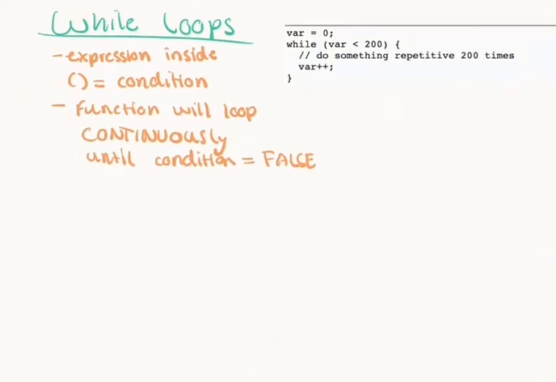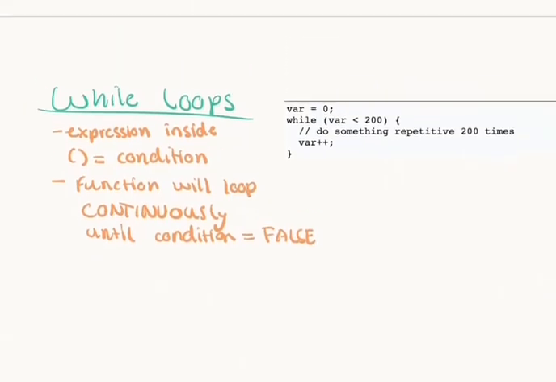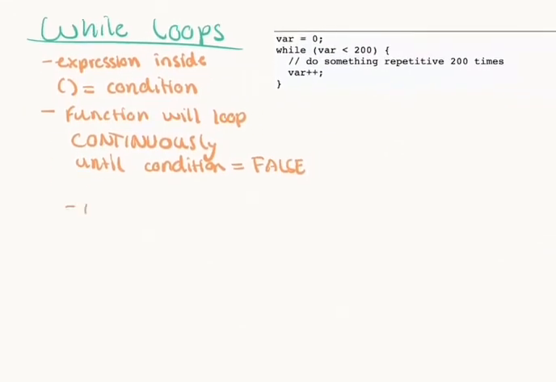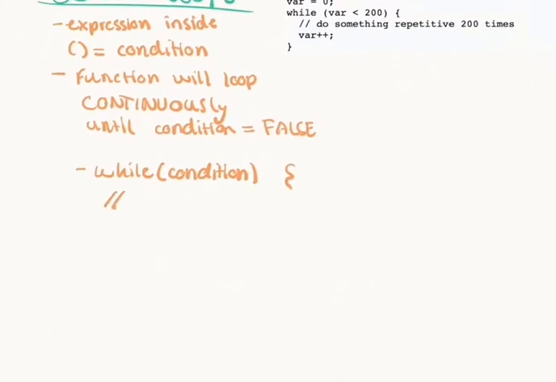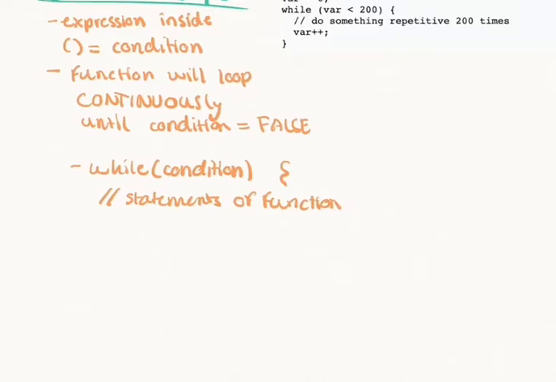But to do that first, we need to go over the syntax. So the syntax for a while loop is as follows. While, condition inside parentheses, curly bracket here, and then your function will fall inside here. So the statements of the function. And then to close it all out, on the line following the very last line of the function, you would use the closing bracket to match this one up here.